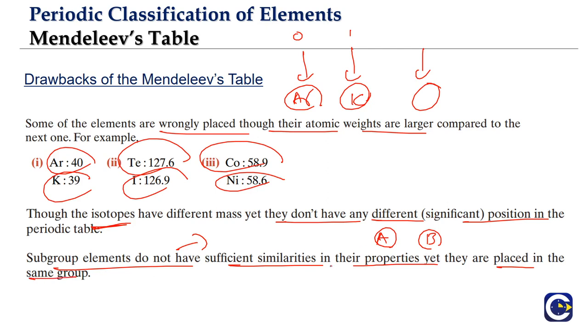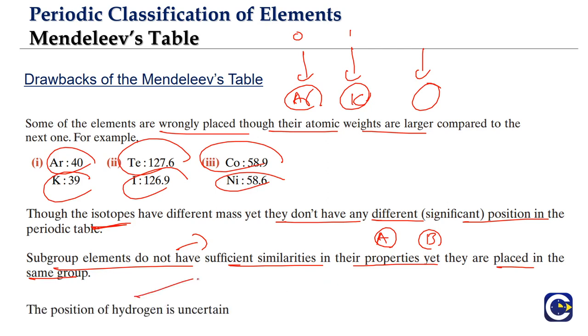So the subgroup elements, other than just the formula similarity, don't have much in common. This is another drawback with the Mendeleev table, because we have seen one subgroup is the normal elements, and the other subgroup is what? The transition elements, like scandium, titanium. The transition elements will have quite different properties from the normal elements, like lithium, sodium. They are also metals, and transition elements are also metals, but the differences will be quite significant. So this is another drawback with the Mendeleev table.